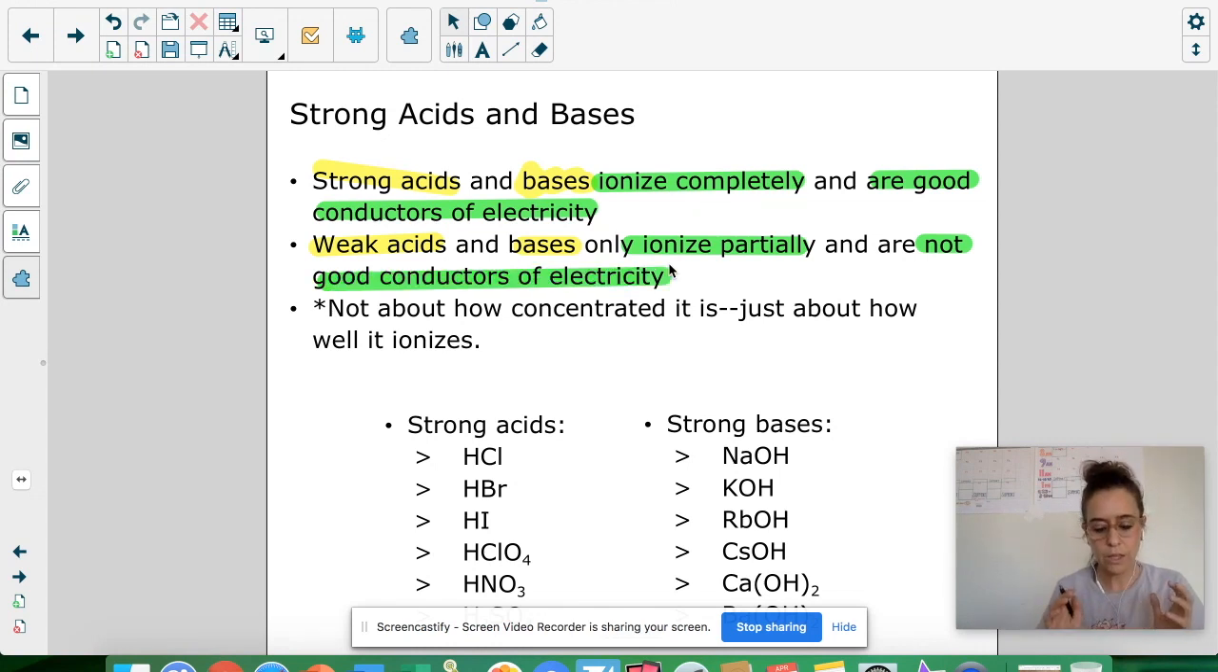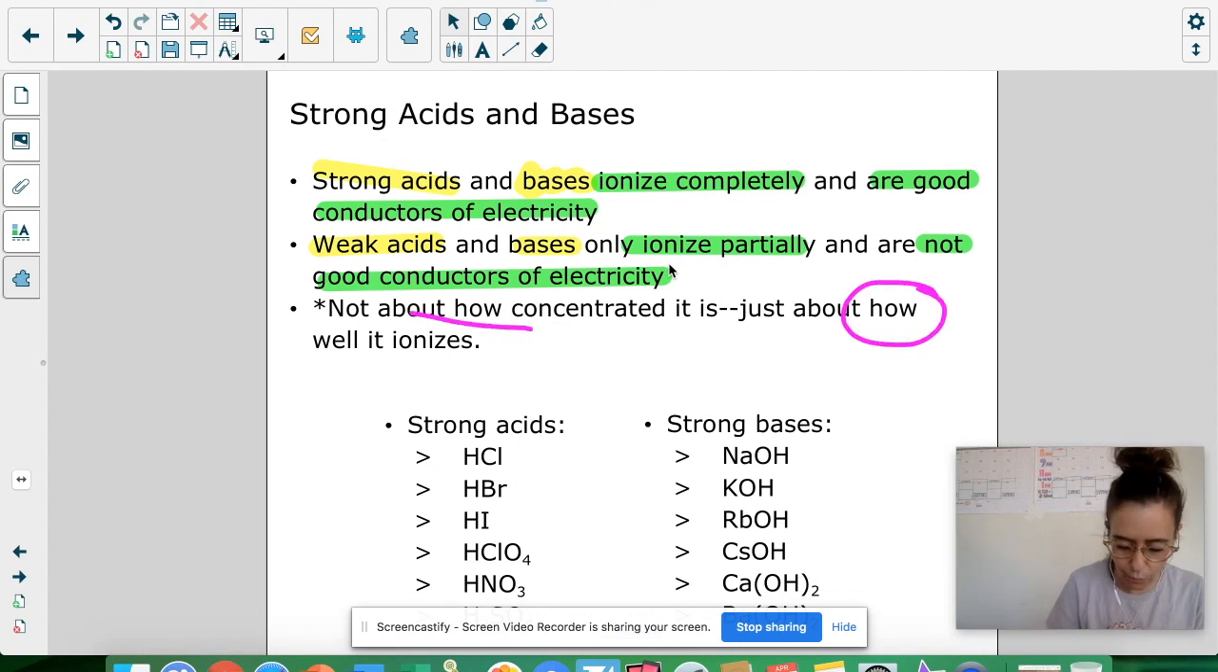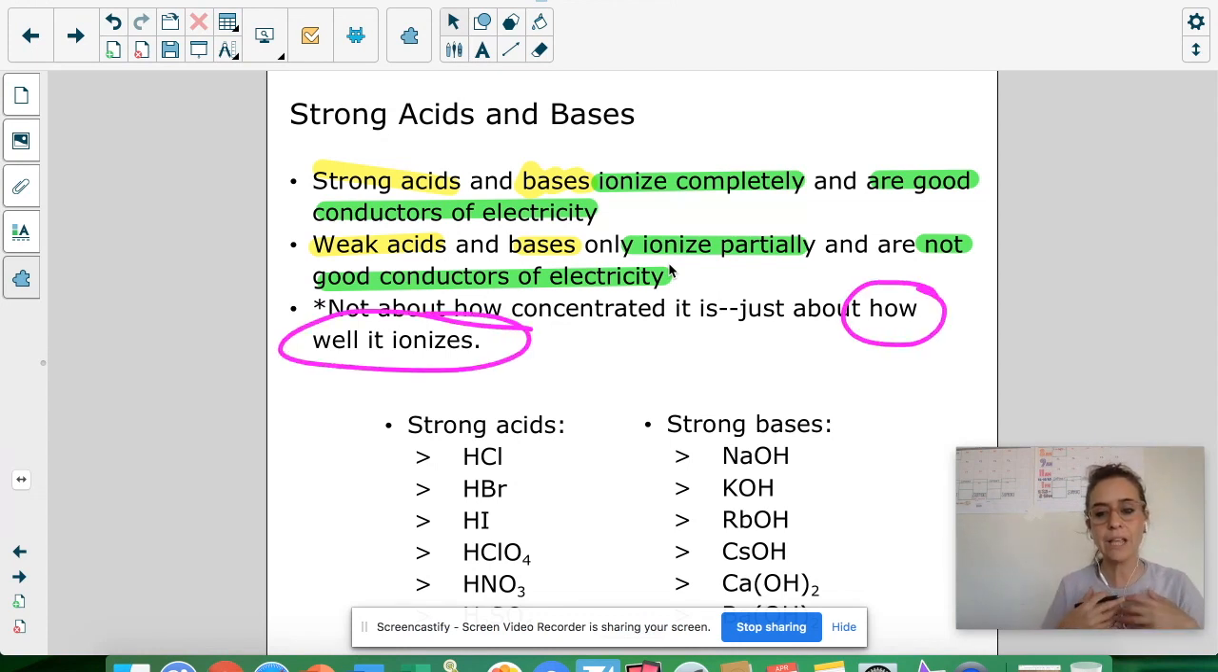Okay? When we have a strong acid or a strong base, it is because of how easily it breaks into ions, how easily it ionizes. So it's not because of how many protons it has or what the concentration of the protons is, okay? So being a strong acid or strong base, or a weak acid or weak base, is about how well they ionize, how easily they break into ions completely or not.